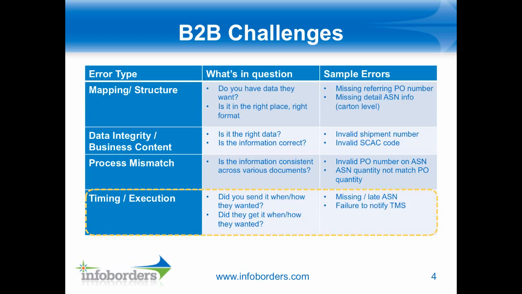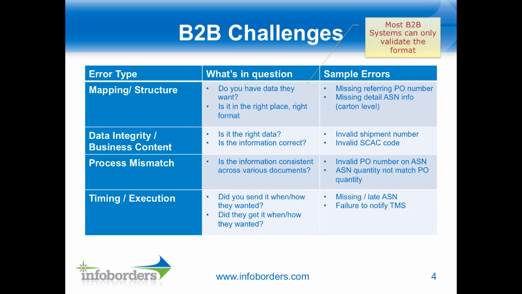Finally, timing and execution errors occur when a transaction is missing or is late. For example, goods arrive at the warehouse, but the advance ship notice is late. Unfortunately, today, B2B systems, by their design, can only successfully track and manage mapping types of errors, which usually account for only a small percent of the overall number of errors.